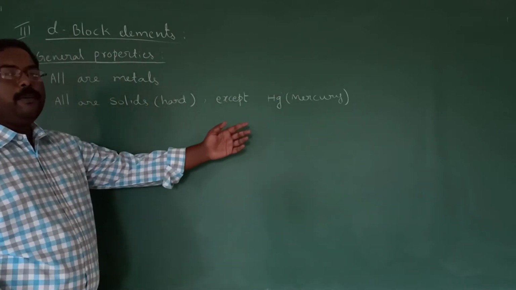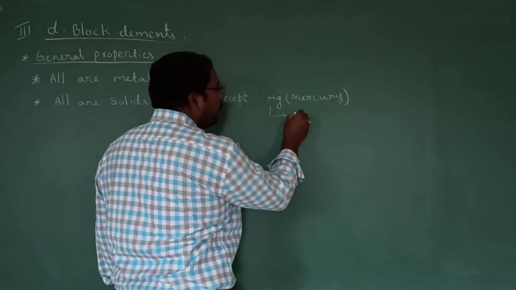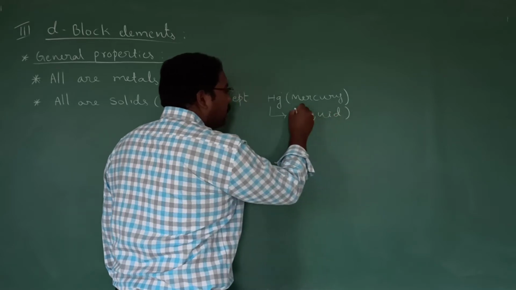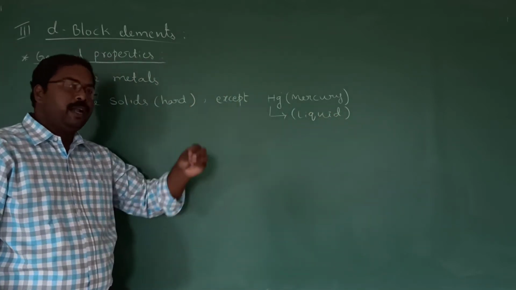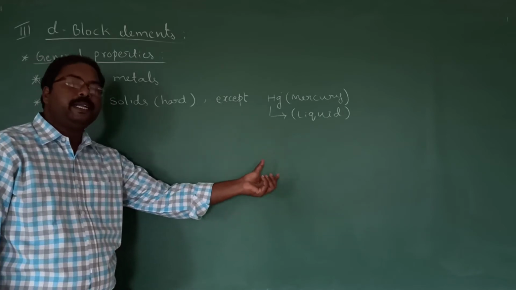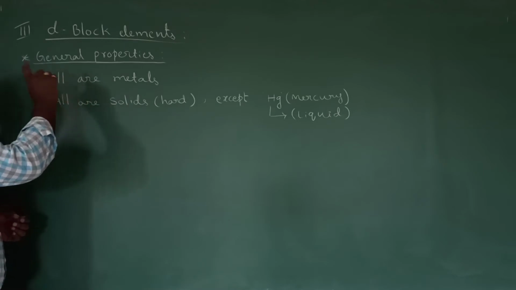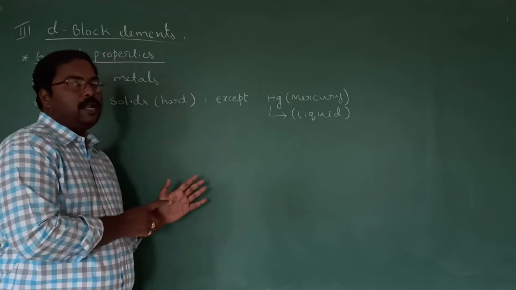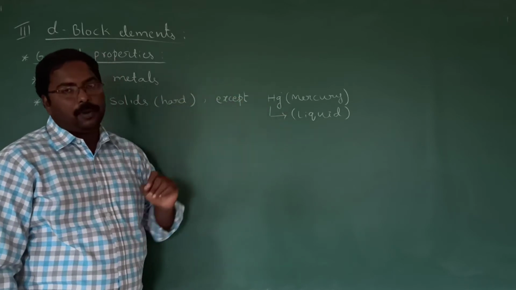You know already about mercury. What is the physical state of mercury? We all know mercury is a liquid. In the thermometers, we have seen that mercury is filled. That is present at room temperature in the liquid state. Okay? So in the case of D block elements, all are metals as well as solids. But except one metal, that is mercury.